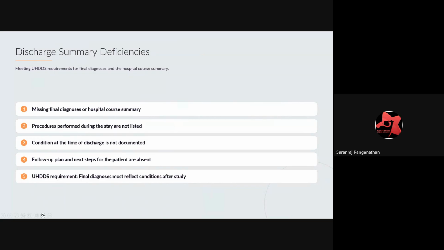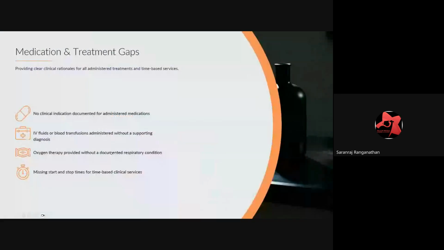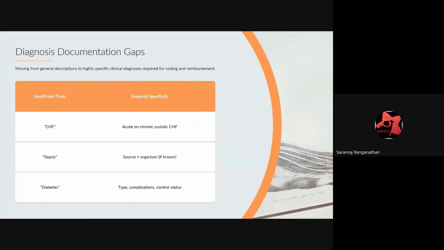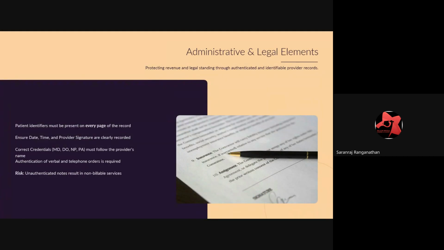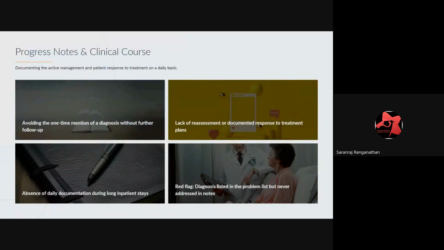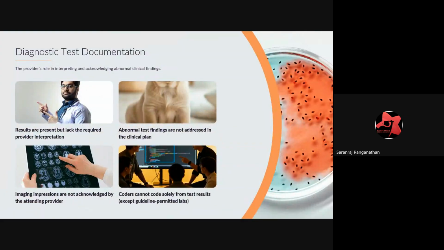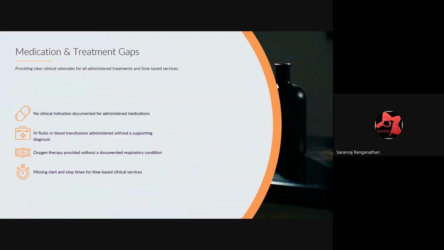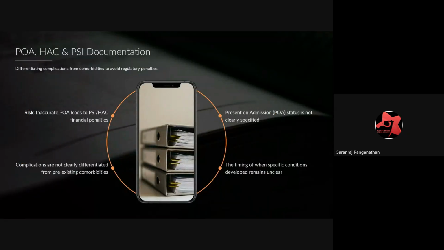So we need to ensure we follow all of this step-by-step process to identify the gaps, starting from diagnosis documentation and administrative legal elements, then H&P deficiencies and incompleteness, then progress notes and clinical course, then diagnostic test documentation, procedures and operative documentation, medication and treatment, and POA, HAC, and PSI documentation. We need to be able to identify and correct the gaps. With these gaps, we will not be able to come to the proper conclusion.